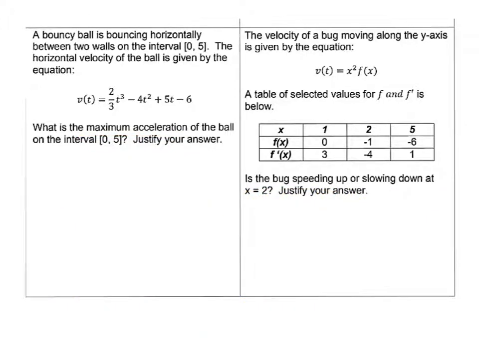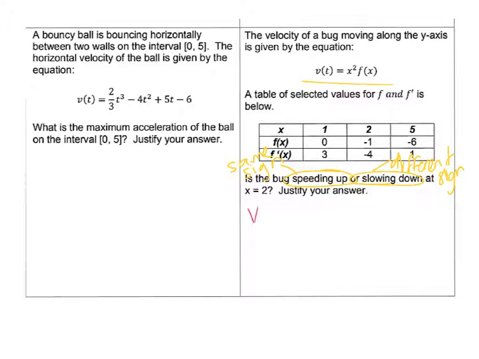The velocity of a bug moving along the y-axis is given by the equation v of t equals x squared times f of x. A table of selected values of f and f prime is below. Is the bug speeding up or slowing down? So those are your keywords there, right? Speeding up or slowing down. Speeding up means that velocity and acceleration are going to have the same sign. And slowing down means that they're going to have different signs. When I say different sign, I mean one's positive, one's negative. So we have to figure out at x equals 2, what is the velocity and what is the acceleration, because then those signs are going to tell me if it's speeding up or slowing down.